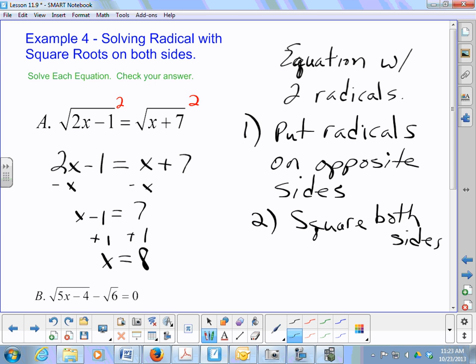And then if I check it, 2 times 8 is 16, minus 1 is 15. 8 plus 7 is 15. So we would have the square root of 15 equals the square root of 15. And those are the same.